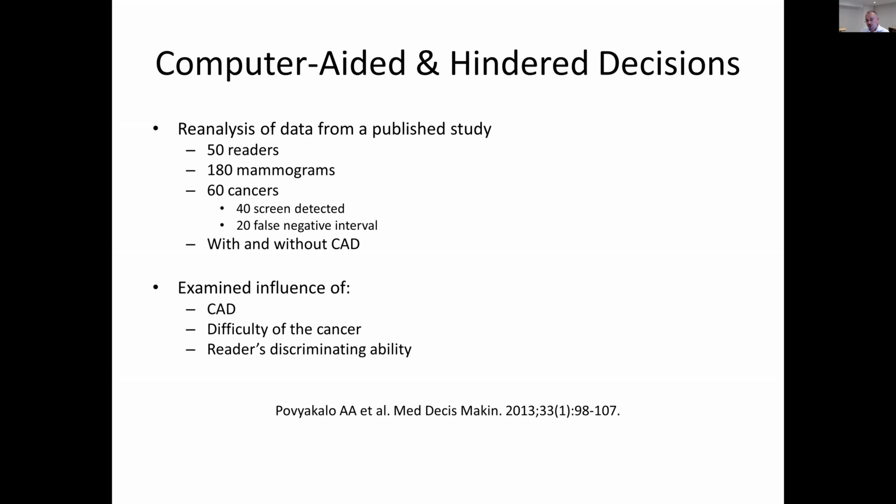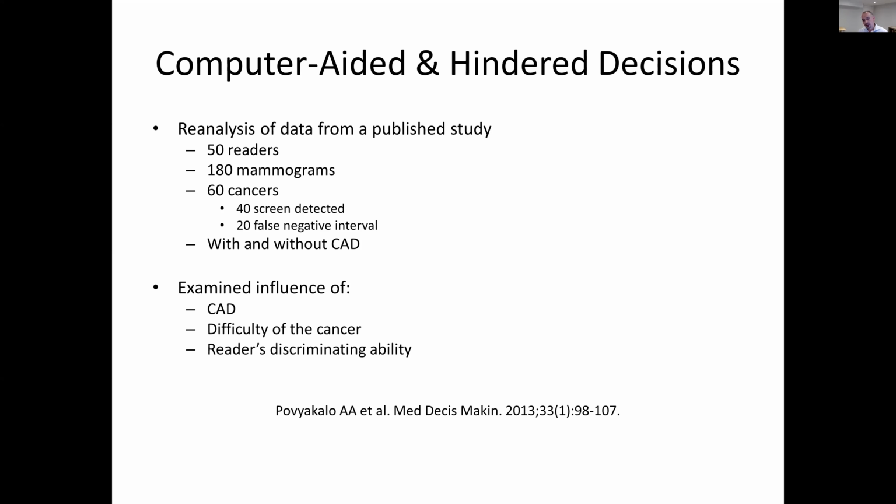This was a very interesting study. What this group did was they took data from a very important paper that looked at computer-aided detection of mammography and reanalyzed the data. The data in the paper dealt with 50 readers, 180 mammograms, 60 cancers, 40 of which were visible on the baseline mammogram, and 20 were seen on subsequent mammograms. And what they found was that there was no significant improvement using CAD.